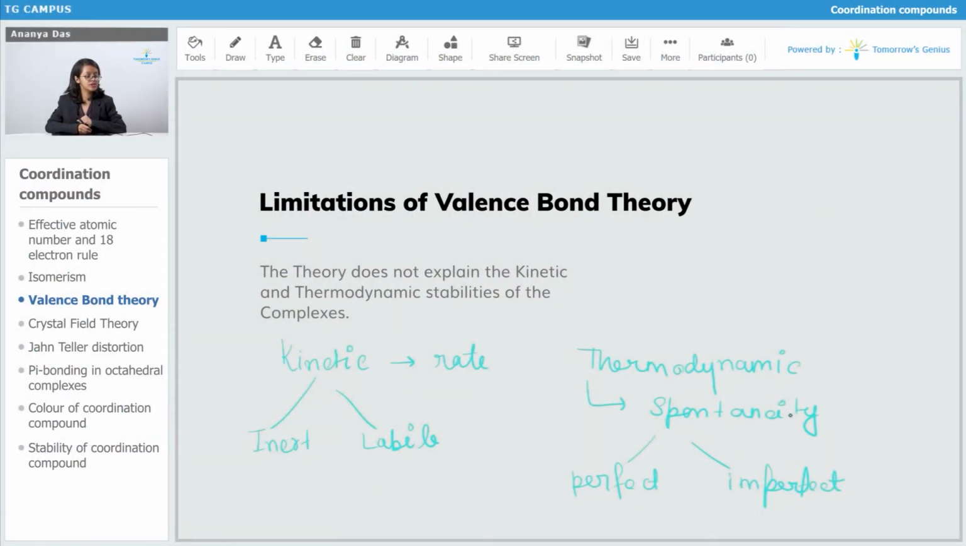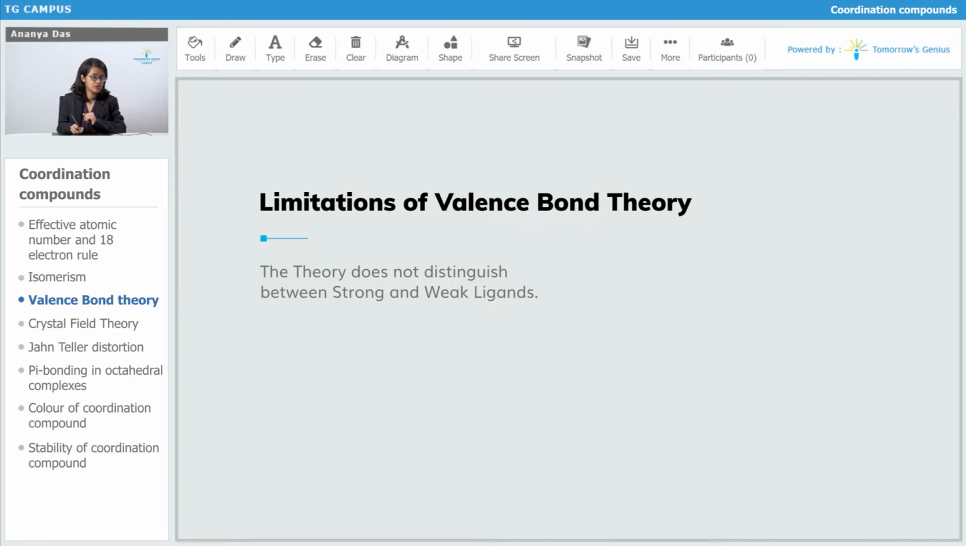Now let's see other limitations. The valence bond theory does not distinguish between strong and weak ligands. If you remember the examples that I took in the valence bond theory, the first example was this complex, and I had said that pairing occurs in the environment of NH3. But in the next complex, even though the metal was the same, the ligand has changed. In this case, pairing does not occur.